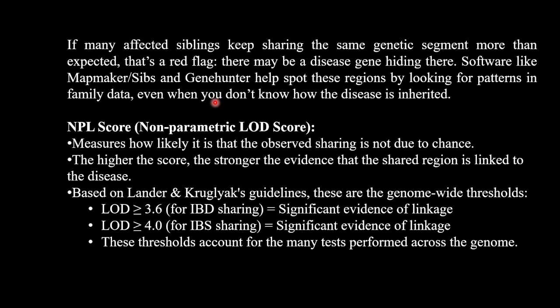Then you calculate the NPL score, and based on that you can find out the segment. Suppose two siblings have the disease and are sharing one segment more often. They should share by 25%, but they are sharing like 50%. Then you suspect it could be because of a gene located near this particular locus, and this gene could be the disease susceptibility gene.